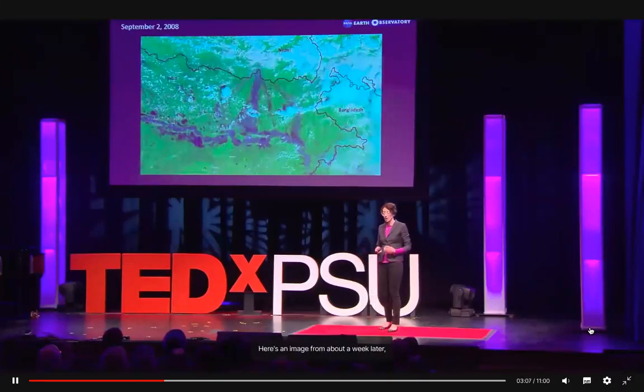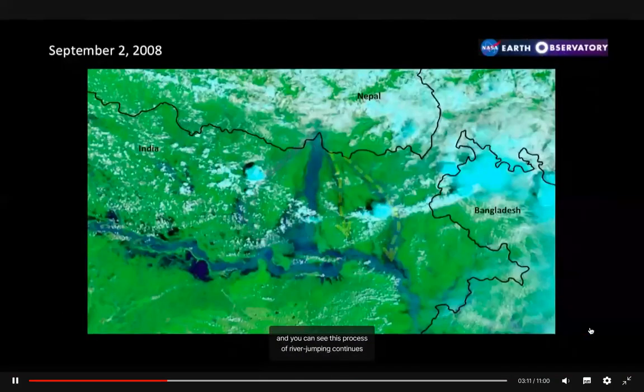Here's an image from about a week later, and you can see these are the previous pathways. And you can see this process of river jumping continues as this river moves farther away from its major course.